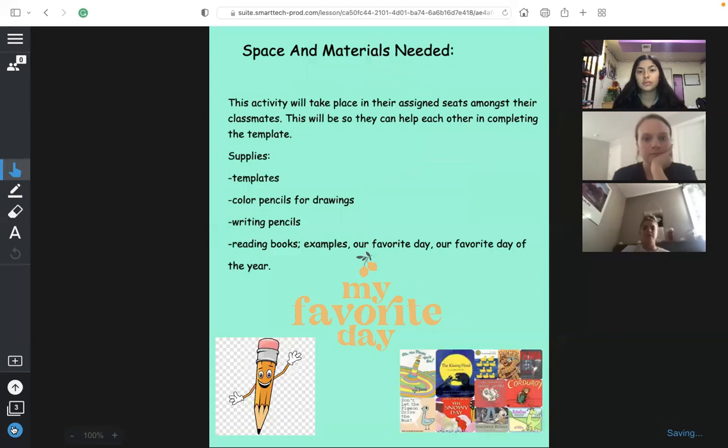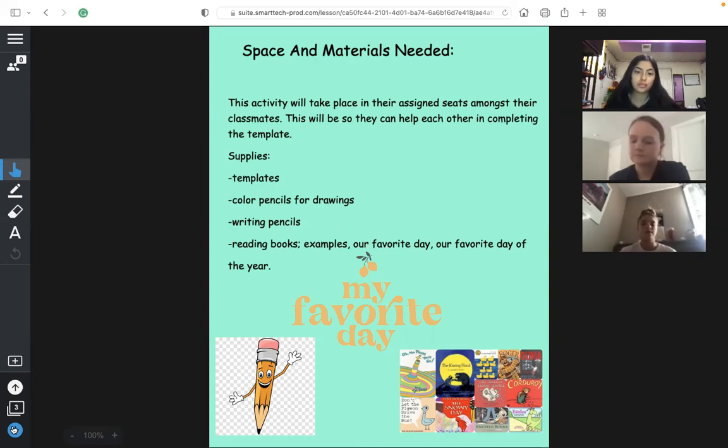All right, for the space and materials needed, we said that this activity will take place in their assigned seat amongst their classmates. This will be so they can help each other when completing the template. The supplies that we needed were the template, colored pencils, and then we are also going to have them draw the beginning, middle, and end in the template. So either crayons, markers, or colored pencils for that.